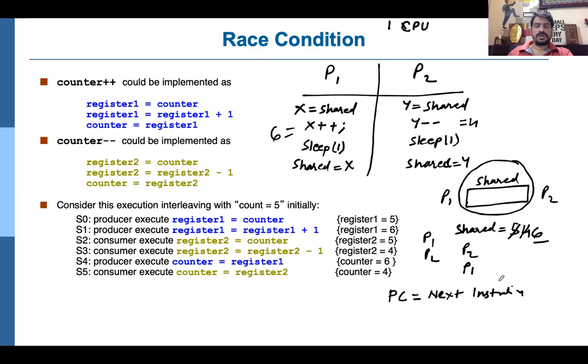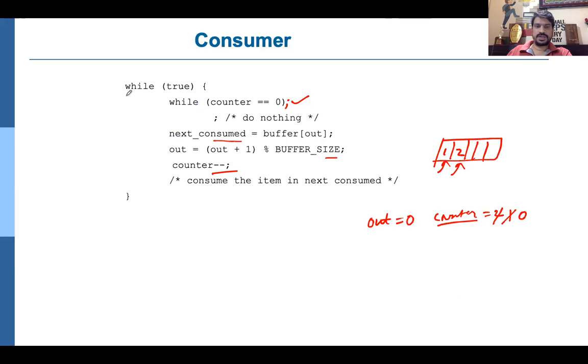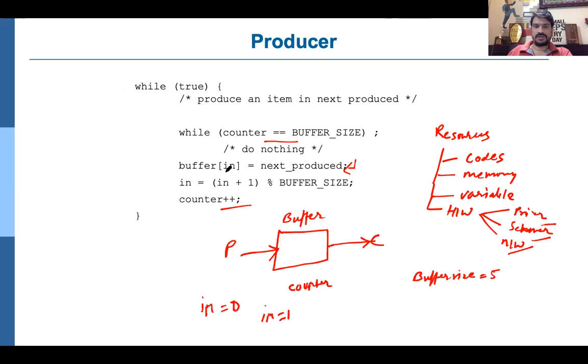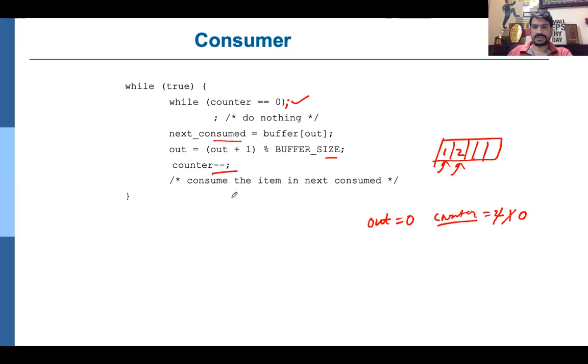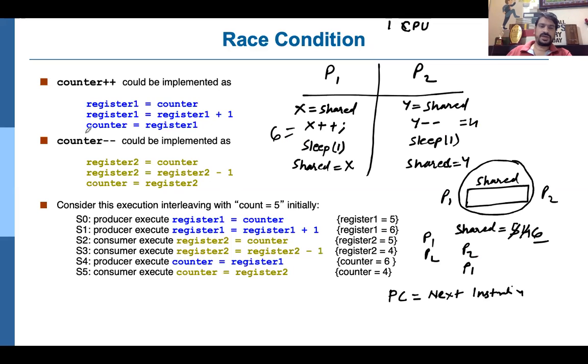Okay, now let's talk about this example. This is the example of the previous producer-consumer problem, where it has taken the counter value. So the counter value is there, with counter plus plus and counter minus minus. It is telling how counter plus plus is going to work. The counter value is given to the register, the register value is increased, and then the register value is given to the counter. The same thing happens in counter minus minus: the counter value is given to register 2, it will be minus 1, and then the register 2 value will be given to the counter.